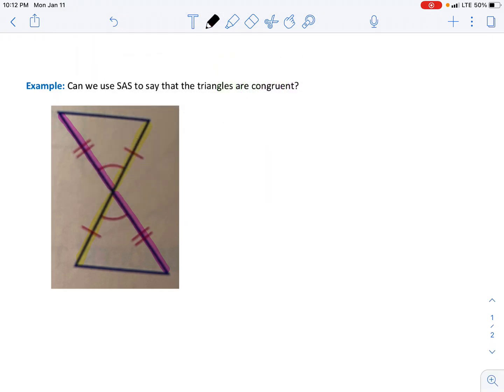What we notice is that both of these included angles have this one curve, which means that these angles are congruent. And so, yes, we can use the side, angle, side postulate, the SAS postulate, to say that these triangles are congruent. So the answer is yes.